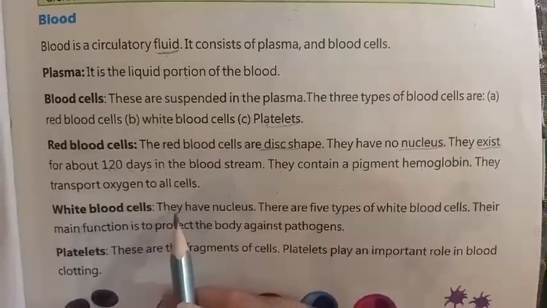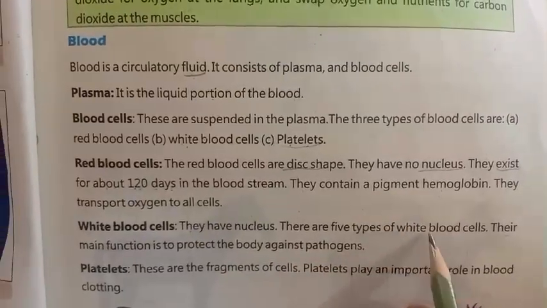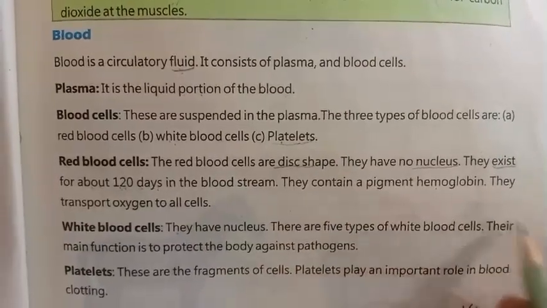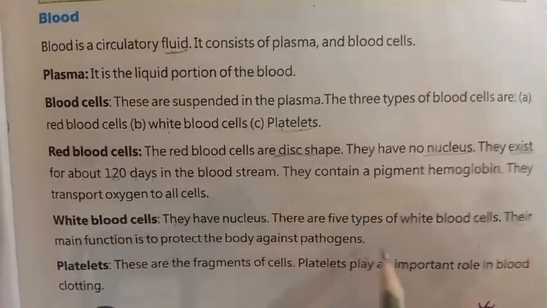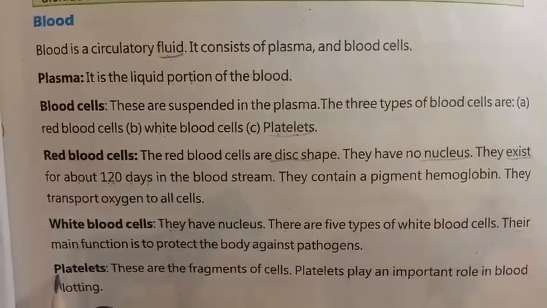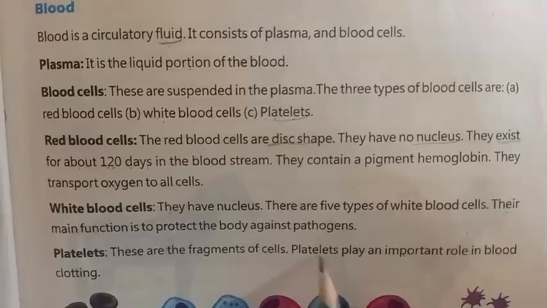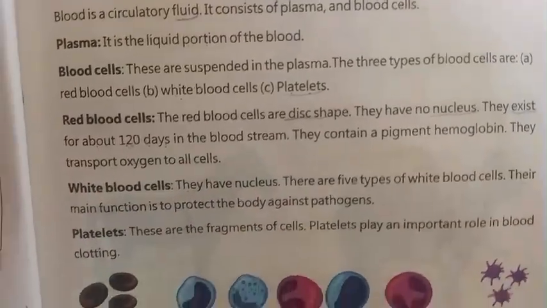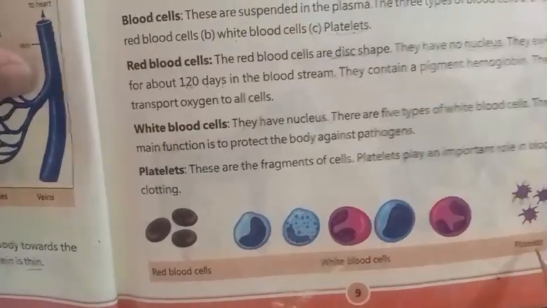White blood cells. They have a nucleus. There are five types of white blood cells. Their main function is to protect the body against pathogens. Platelets. These are the fragments of cells. Platelets play an important role in blood clotting. Red blood cells, white blood cells, platelets.